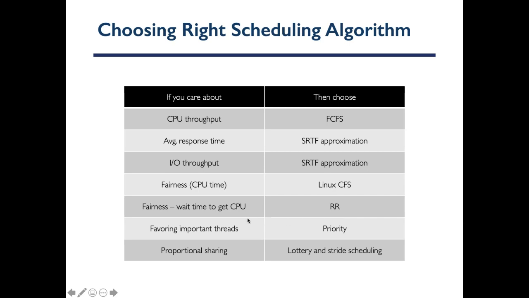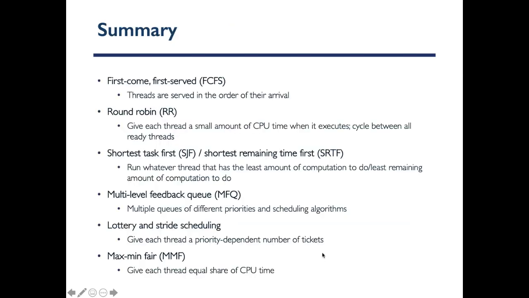If you care about favoring important tasks or threads, if you have priorities, then go with strict priority scheduling. And if you really want proportional sharing, if your tasks have different weights and you want to go that route, then lottery or stride scheduling might be your choice. Okay, this is basically a summary of all the scheduling policies we talked about. I think it is inclusive. There might be some that we talked about and they're not listed here. I doubt it, but that's that.